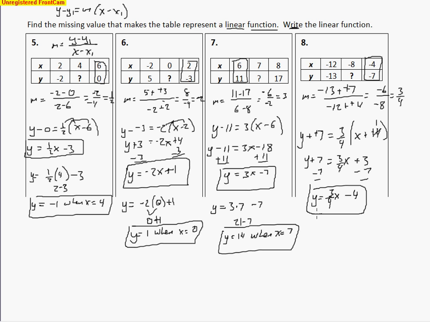Now we're going to find out what y is when x is negative 8. So y equals 3/4 times negative 8, and then minus 4. And so I go ahead and do some cross canceling. This makes negative 2. When I multiply across, I get negative 6. Negative 6 take 4 away, makes negative 10. Same sign, so I add. So that's what you get when x is negative 8.